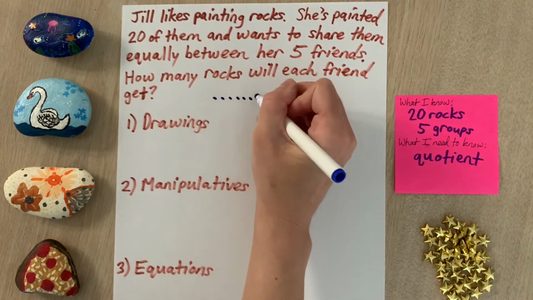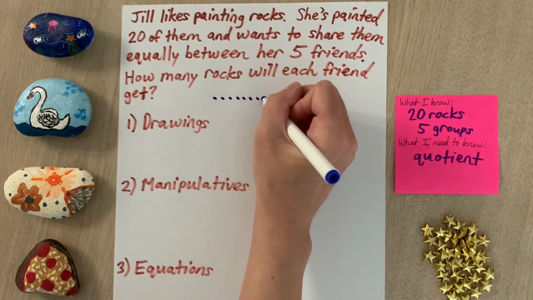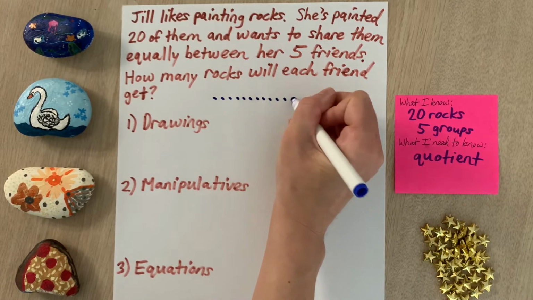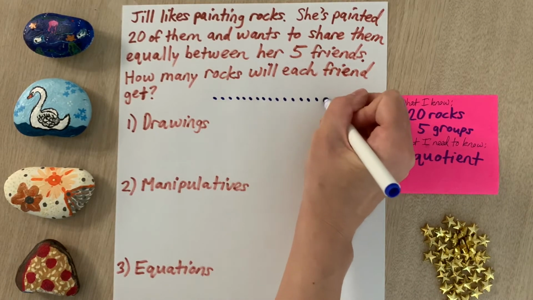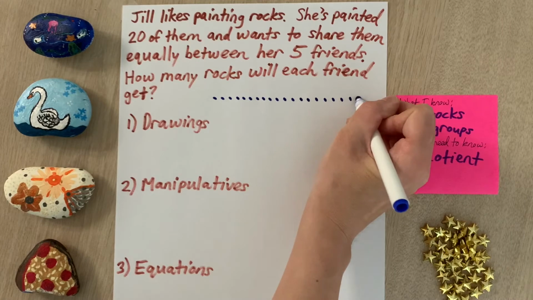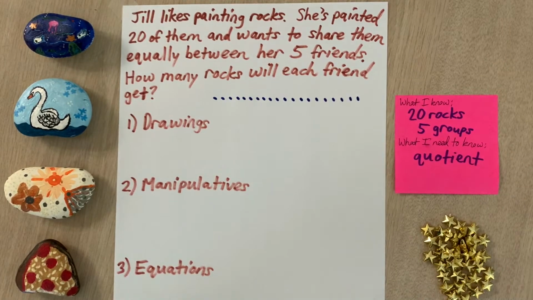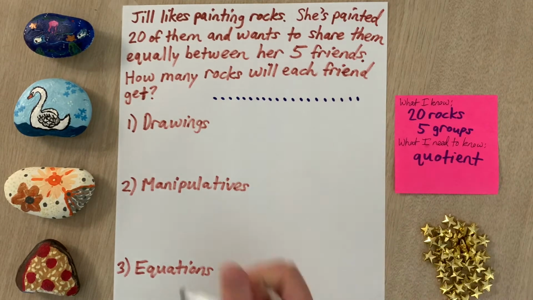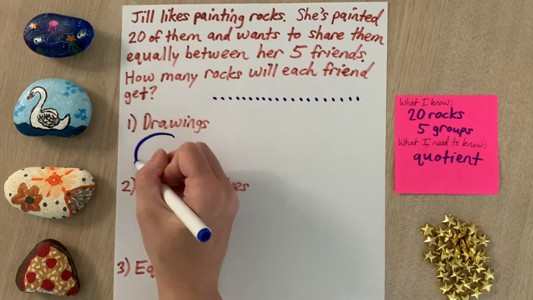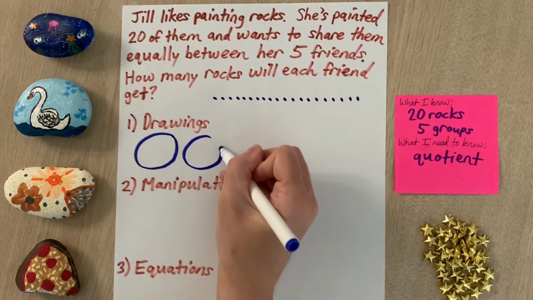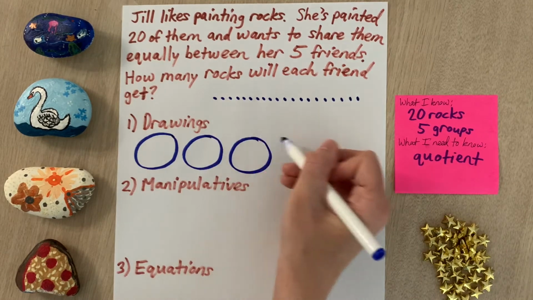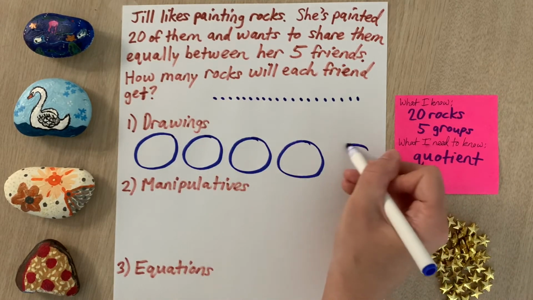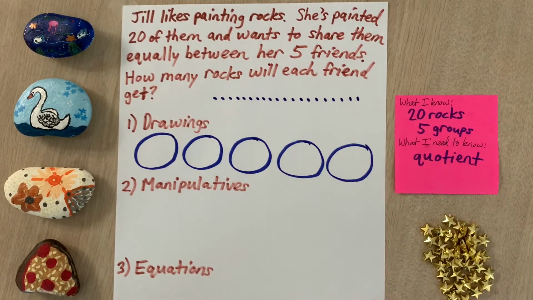And you can do the same on your piece of paper. Okay, so I have 20 dots, 20 rocks, and it says 5 friends, 5 groups. So let's draw 5 circles. Okay, so now we have 5 circles, and we're going to put our rocks one by one into the circles.